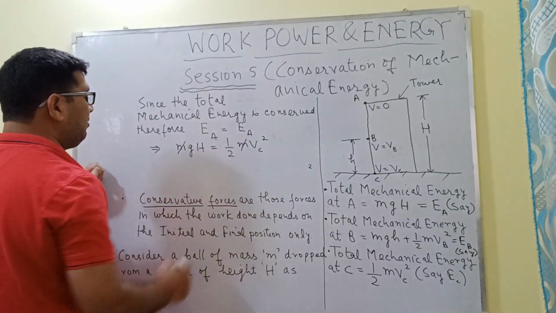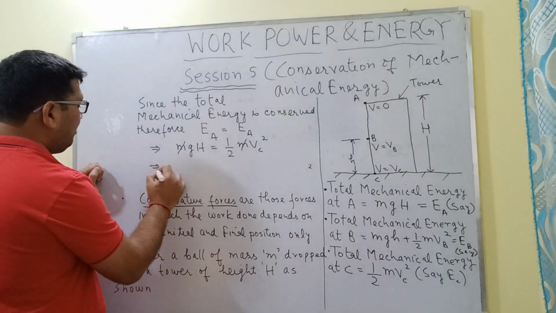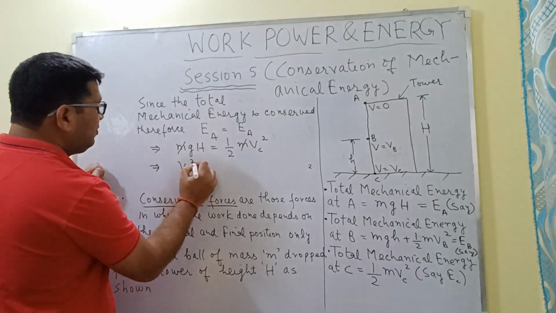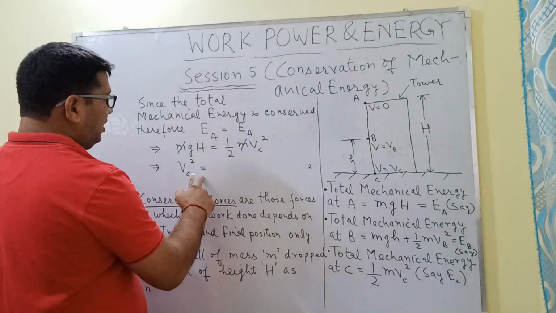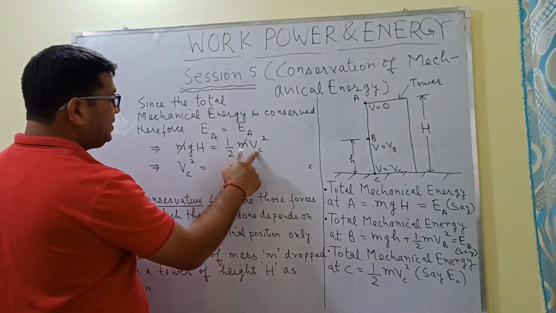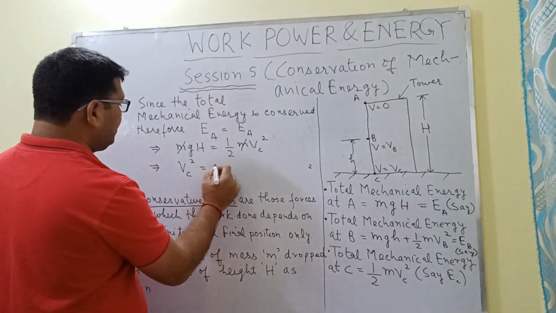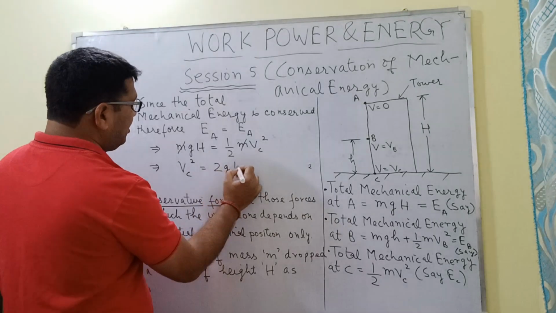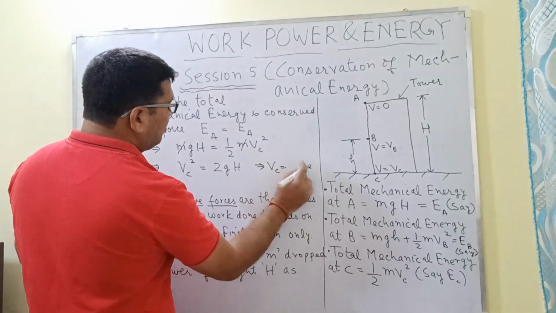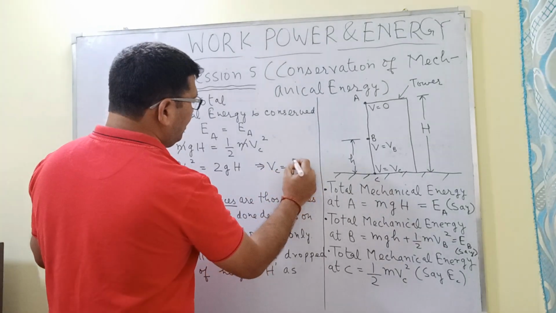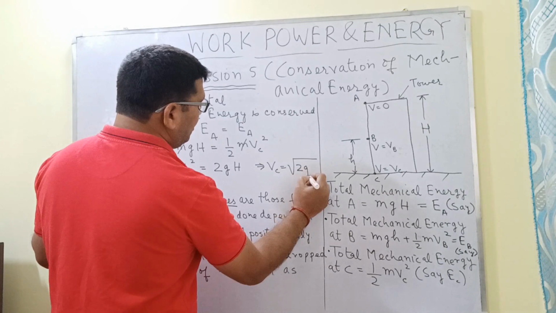So here this m will get cancelled out. So it implies that vC square will be equal to 2gh, or it implies that vC will be equal to the square root of 2gh.